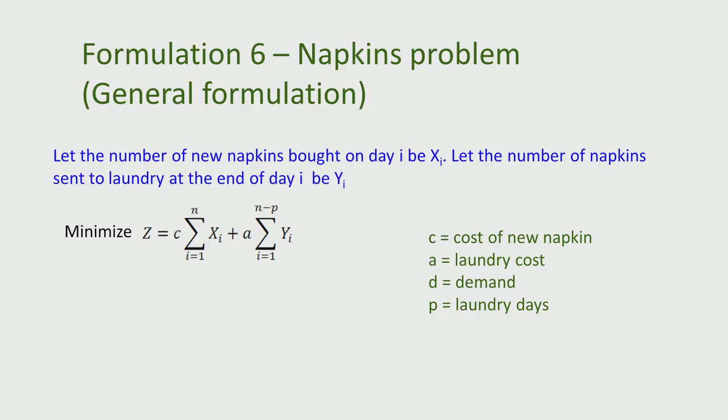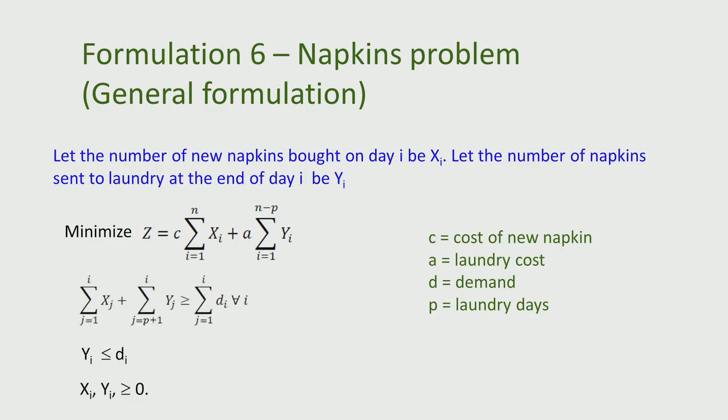So, our objective function will be the sum of the new napkin cost and the laundry cost. Now, xi is the new napkins bought on day i, i equal to 1 to n. So, x1 to xn, and C is this cost. Now, the y variable will be from 1 to n minus p. In our example, we looked at 5 days total and 2 days for the laundry. So, only the first 3 days we sent. Therefore, we will have yi, i equal to 1 to n minus p.